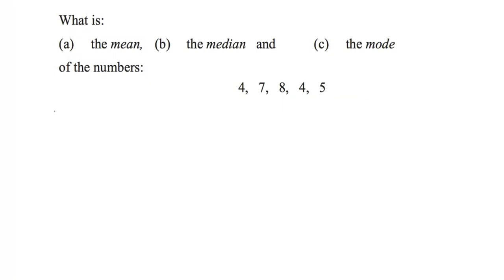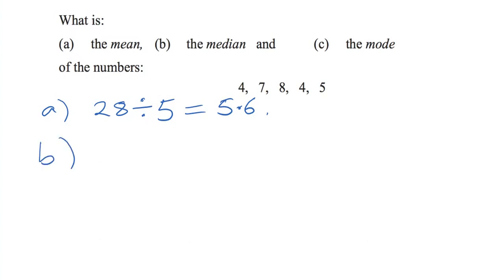So let's do the mean first. So step 1 to find the mean is we add up those numbers. So 4 plus 7 plus 8 plus 4 plus 5. Well, that is going to be 28. And we're going to divide that by however many numbers there are. And as you can see, we've got 5 numbers in our list. So 28 divided by 5 is 5.6.